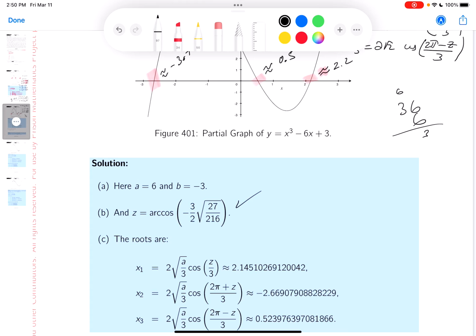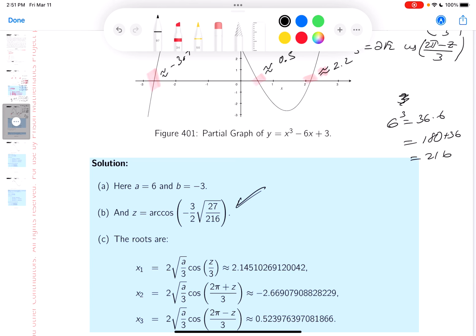Did I make a mistake somewhere? 6 times 6 is 36. Oh, I'm sorry. I made a mistake. I'm daydreaming. Also, I'm very tired. Let me start again. 6 cubed is 36 times 6. 6 times 30 is 180. And 6 times 6 is 36. What's that going to give you? 216. I'm just verifying what they wrote over there is correct.